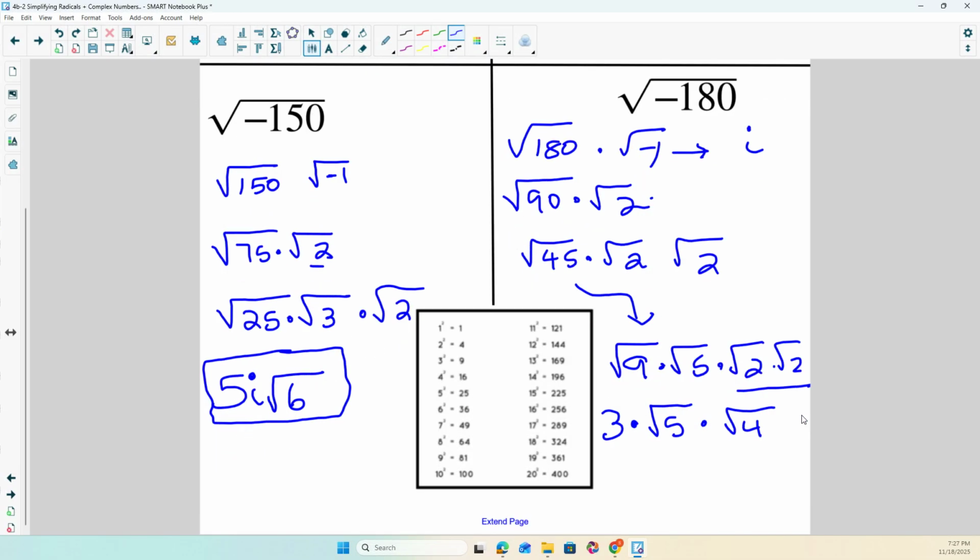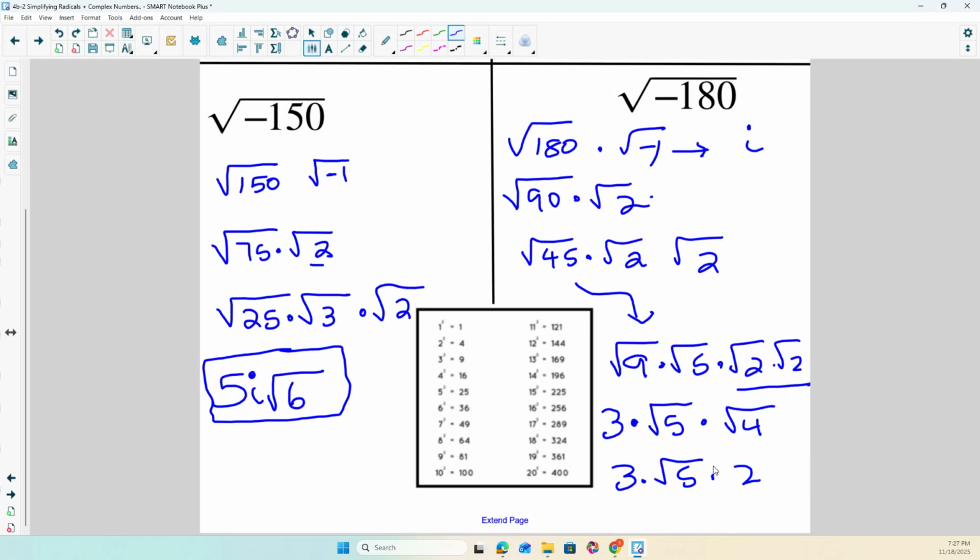So this simplifies to 3 times the square root of 5 times 2. Square root of 4 is 2. Remember, numbers that are not under the radical, you can multiply them. So 3 times 2 is 6, and the final answer will be 6 square root of 5. So that's how you simplify radicals.